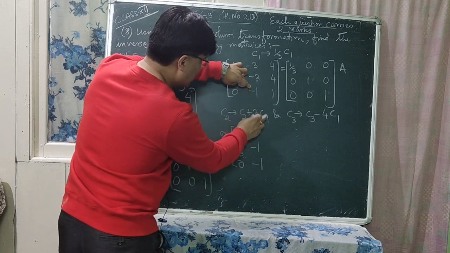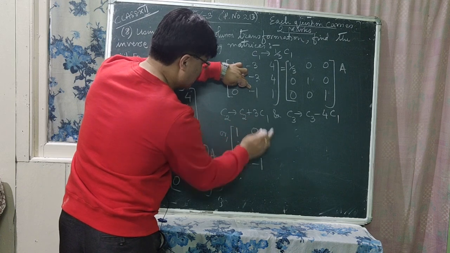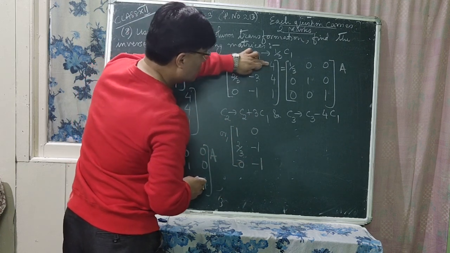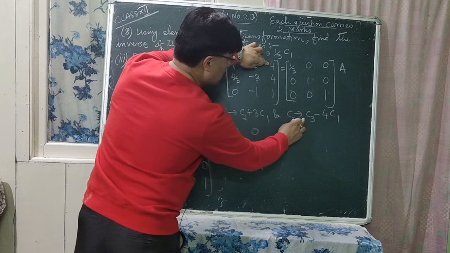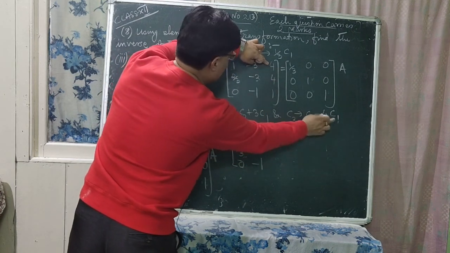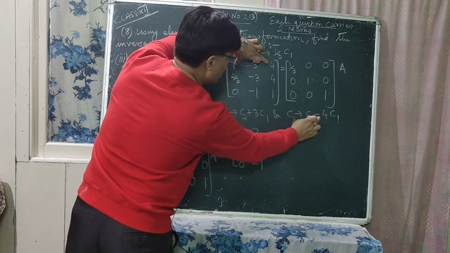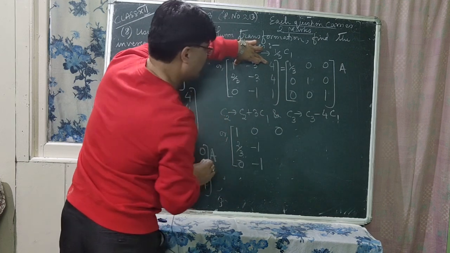Okay. C2 is minus 1, C1 is 0. So minus 1 plus 3 zeros are 0. That is minus 1. Now also column 3 is changing. How does it change? C3 minus 4C1, C3 is 4 and C1 is 1. So 4 minus 4 ones are 4. 4 minus 4 is 0.